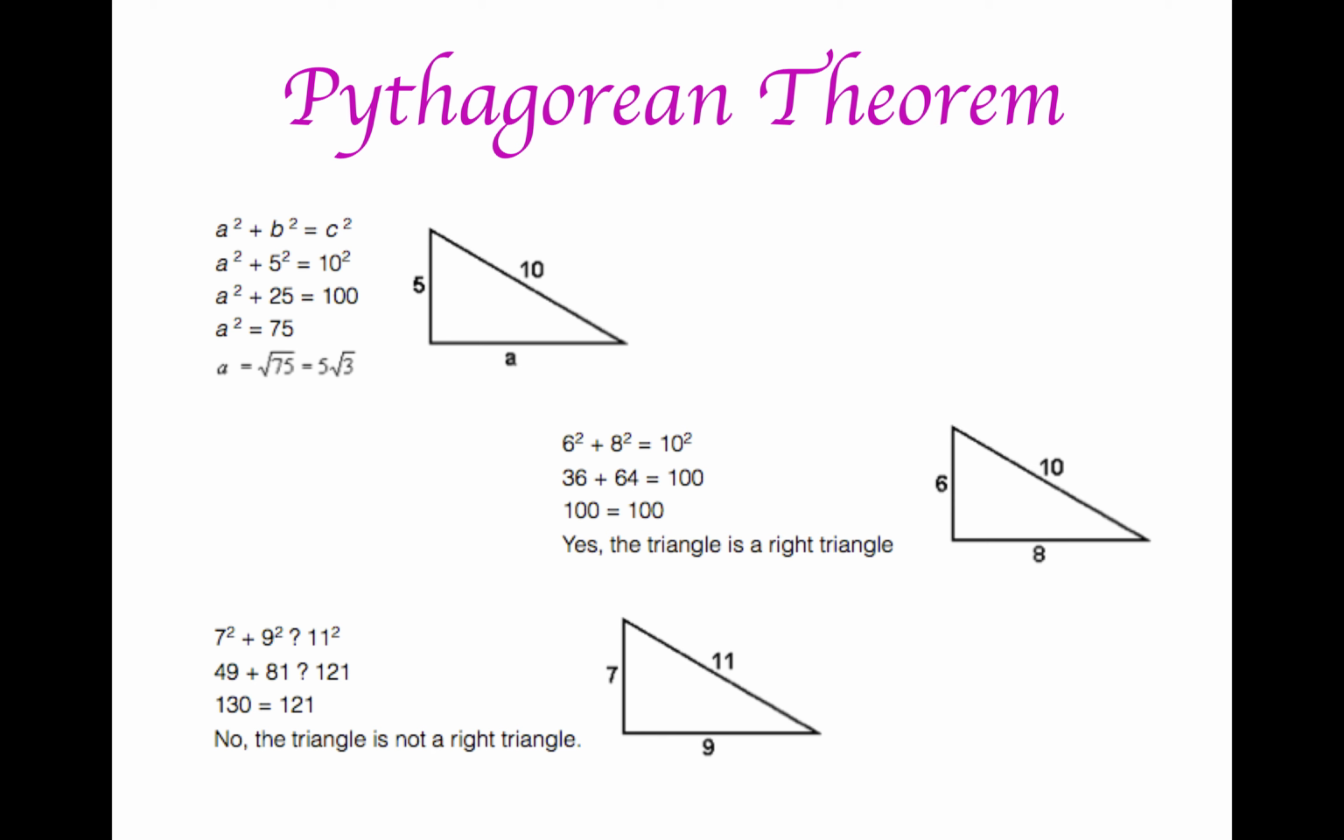But now if I put it into my formula, 7 squared plus 9 squared equals 11 squared, you can see that when I add them together, my left side equals 130, where my right side is only 121. So even though it's really hard to see the difference with the naked eye, I would know that this is not a right triangle, and I'd have to readjust in order to make it a right triangle.